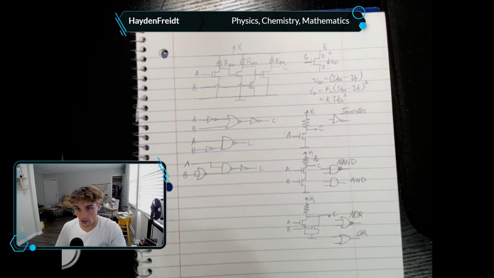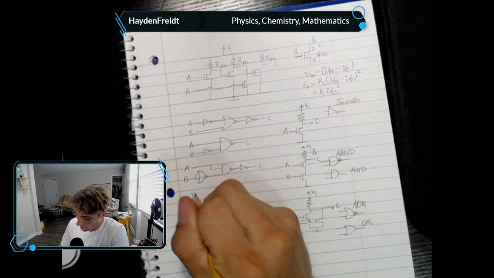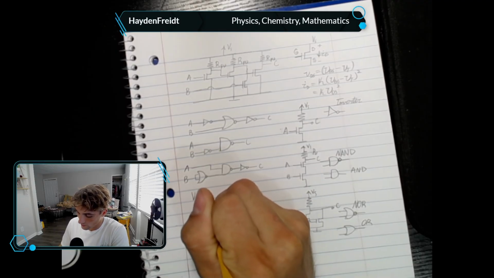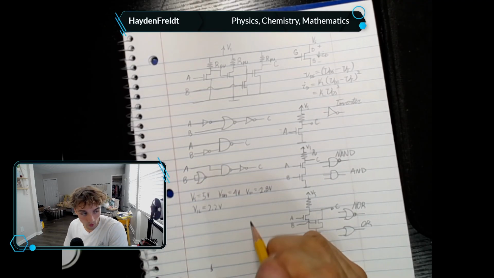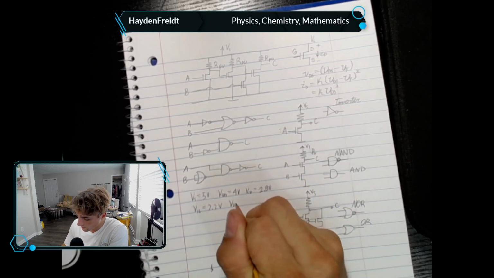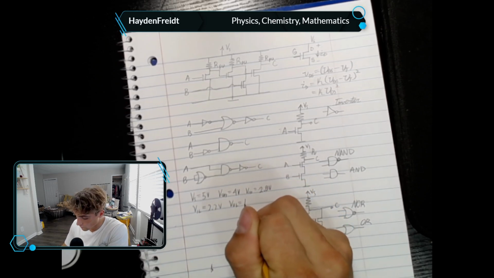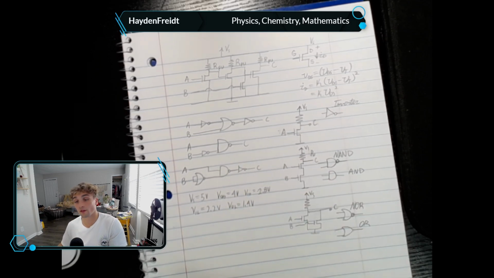All right, these are our logic gates. This is the static discipline that we're given. VS equals 5 volts. The voltage low out equals 1.4 volts. Okay, very well. So what is the low level noise margin?